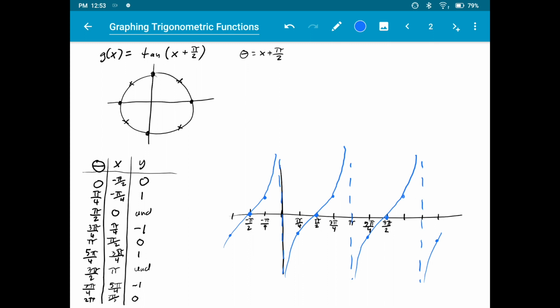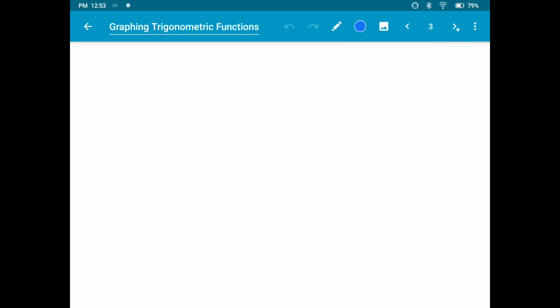Let's do one more type of function. Let's look at a secant function. For that, we're going to be looking at the function f of x is equal to the secant of, let's say, 2x. Now, the secant of theta is equal to 1 over the cosine of theta, so there's a related graph that is a cosine graph. And we're going to go ahead and graph both the secant graph and the cosine graph together.